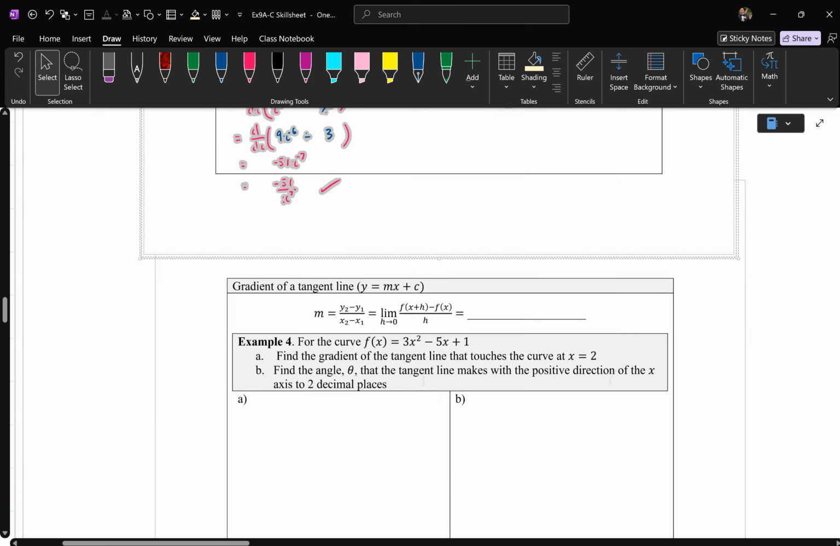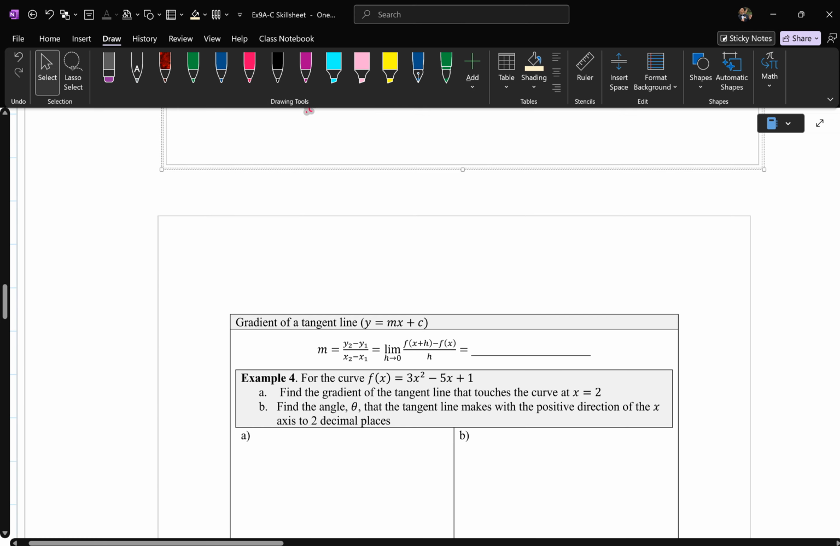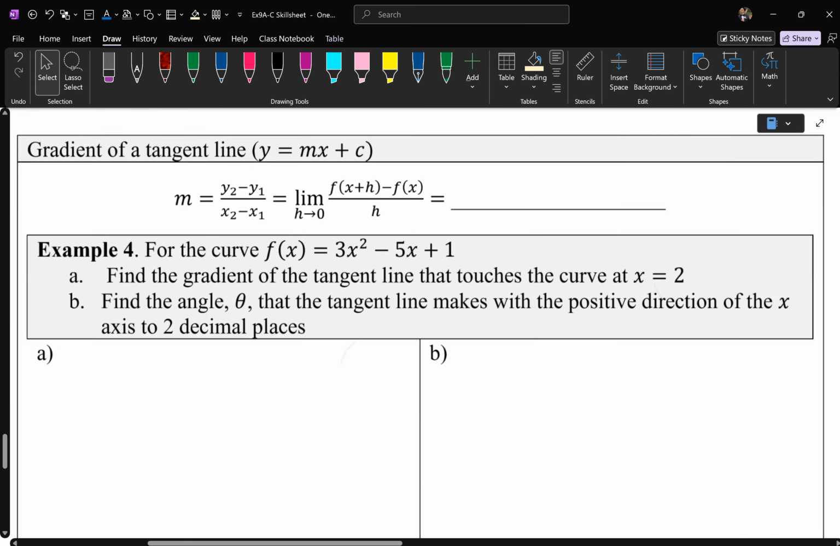Ooh, what happened here? That's a bit funky. It's a bit laggy today.